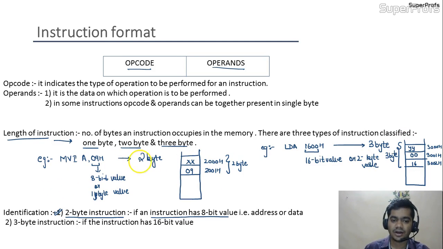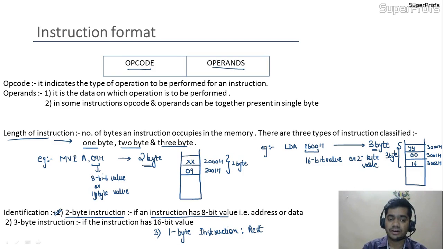So you can see how 2 byte and 3 byte instructions are represented, and all the instructions except these would be 1 byte instructions. Okay, so there is no need to write for 1 byte. All the instructions which do not have any 8-bit value or 16-bit value would be known as 1 byte instructions. If you want to write, you can write the rest of all instructions.